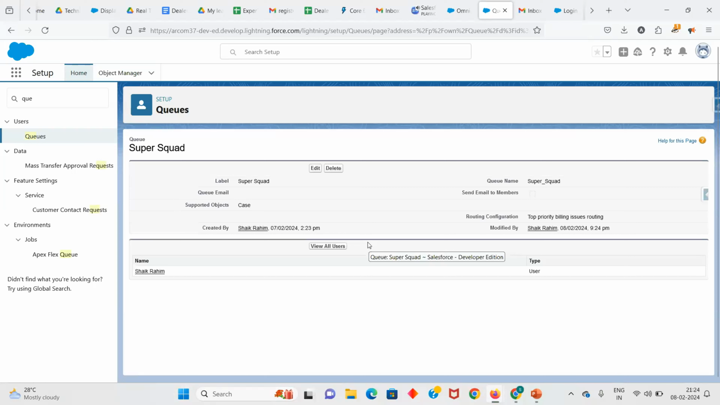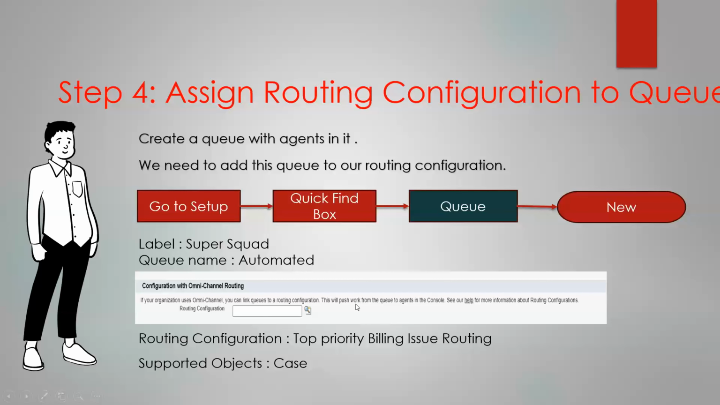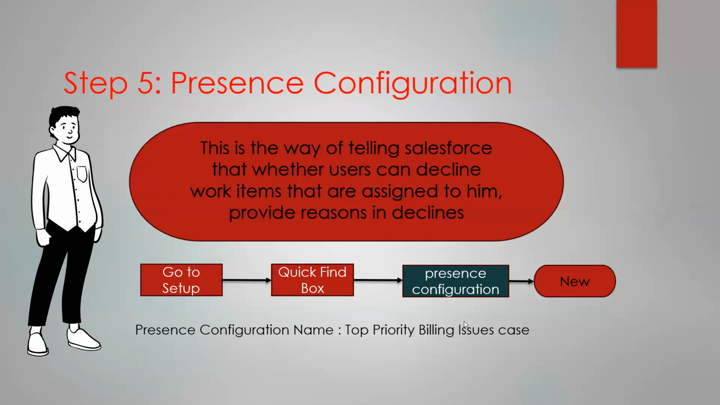Till here, what we did is we assigned a case and we are forcing the user to take the case. What we want is, if the user is full, like he is having some work, means he's not able to solve the case in time, or he's having some other issue with the case, and another case is assigned directly to him by omni-channel, he needs to be able to decline it. We need to tell omni-channel, so he can decline. That is what we are going to see here. Presence configuration is a way of telling Salesforce whether the user can decline work items that are assigned to him and provide a reason for the decline.